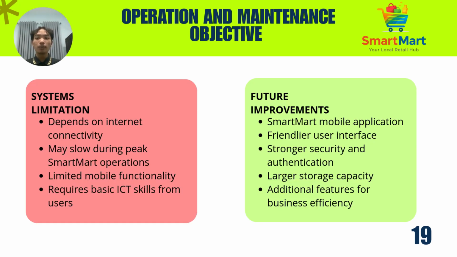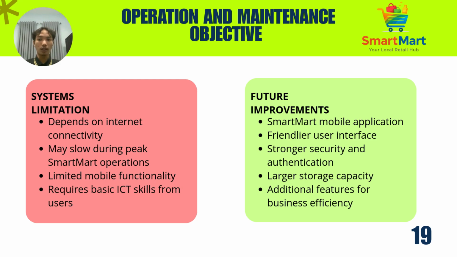However, the Smart Mart system also has some limitations. It depends on the internet. If the internet slows down, the system may not work smoothly. The system can also become slow when many people use it at the same time. In addition, users need basic computer skills to use the system properly.